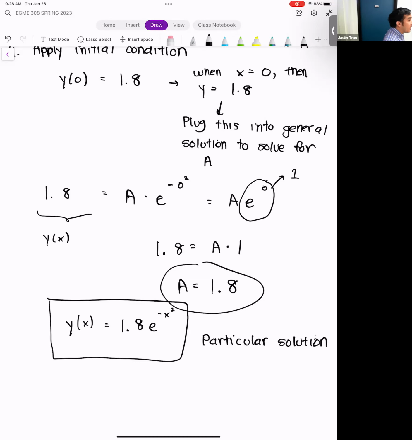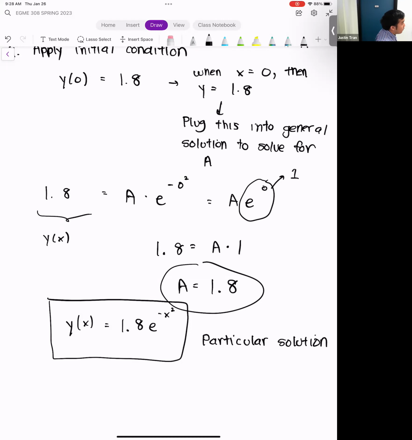Any questions on this example here? Okay. All right, so that's separation of variables, and that's the first way that you can use to solve differential equations, or first order differential equations.